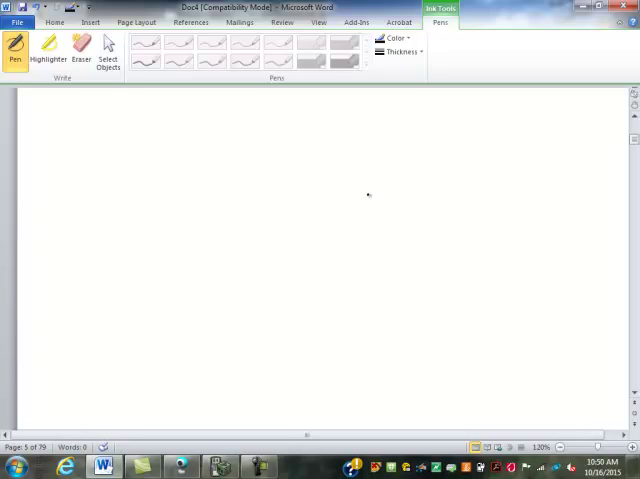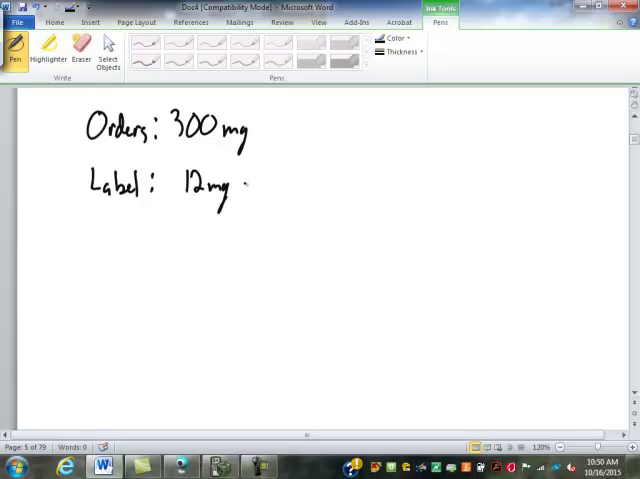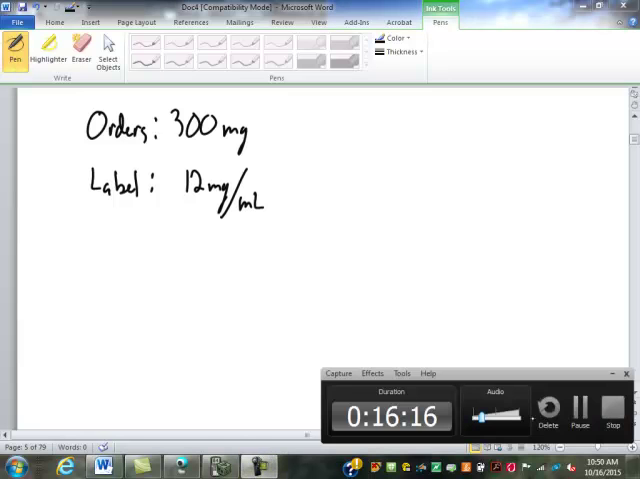So let's have you try a unique one. Let's say the doctor orders 300 milligrams, and the label is 12 milligrams per milliliter. In your notes, I want you to try to do the proportion method. Find out what you would administer to the patient.